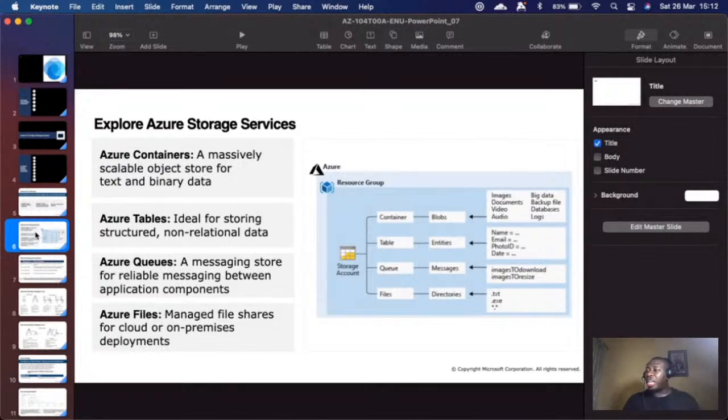Okay, so taking a look at your resource group where you have your storage account, you would see all of these services, or all of these features. On my screen, you can see here we have the containers, the tables, the queue, the files. Under the containers, we have things like the blobs. Under the tables, we have entities. Under queue, we have messages. And under files, we have directories.